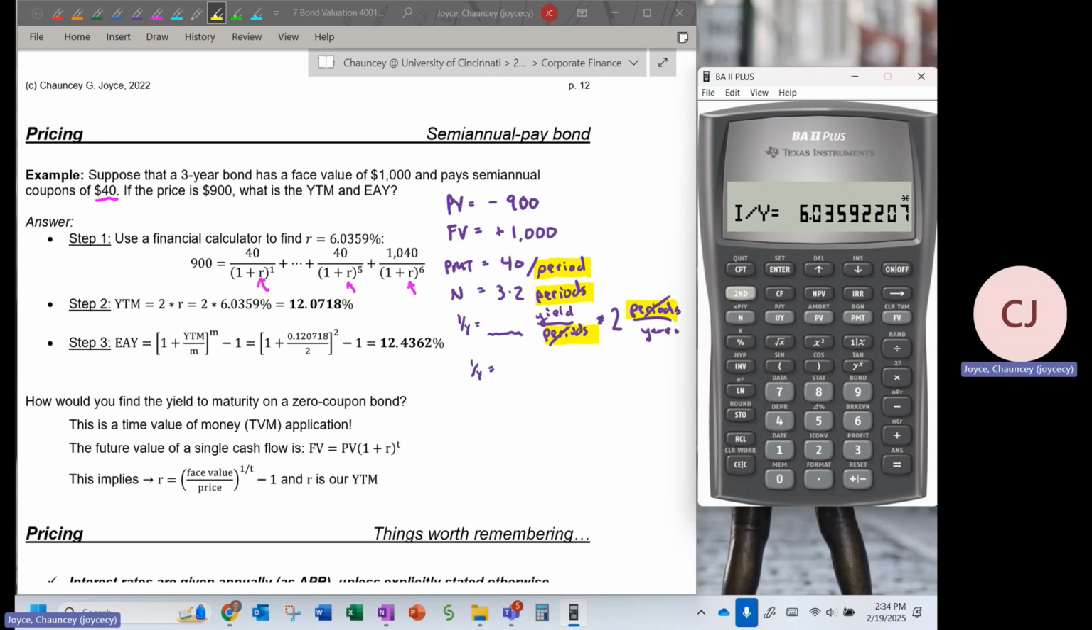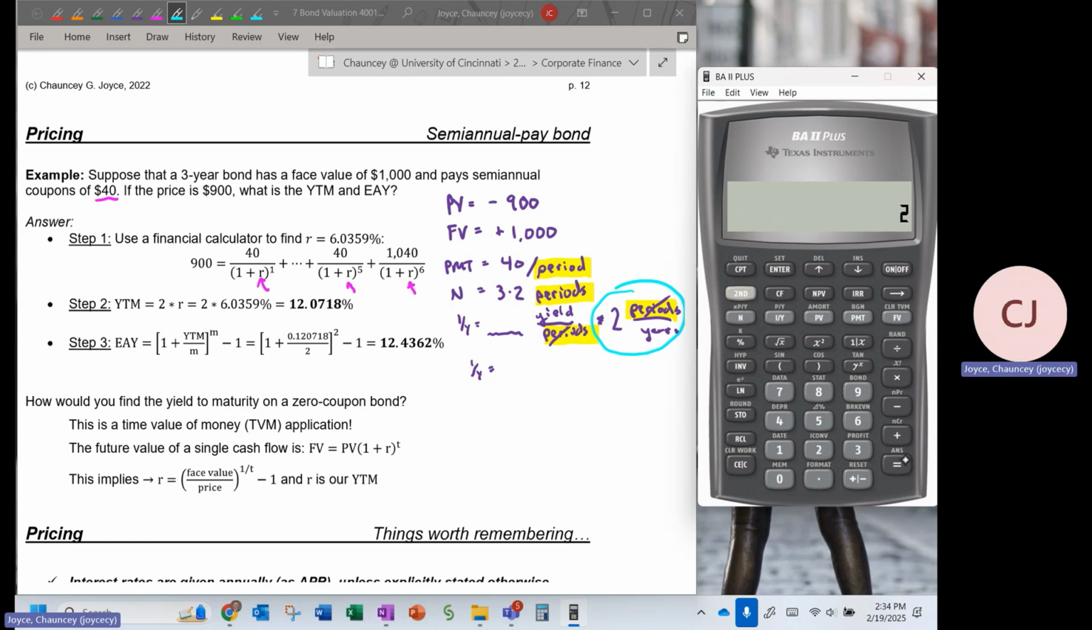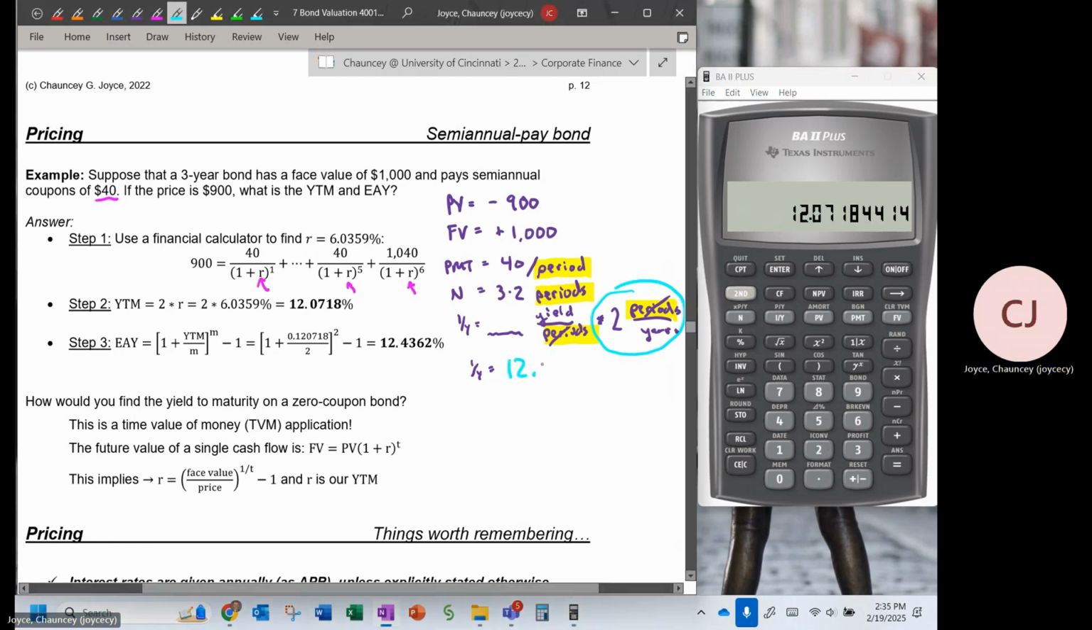And conventionally, when we talk about yield to maturity, it's an annual percentage rate. So that's where this part, multiplying by 2, comes in. So multiply that by 2 equals a yield per year. That's your yield to maturity quoted as an annual percentage rate, or APR. And your financial calculator is giving you that as a percentage. So that would be your answer.